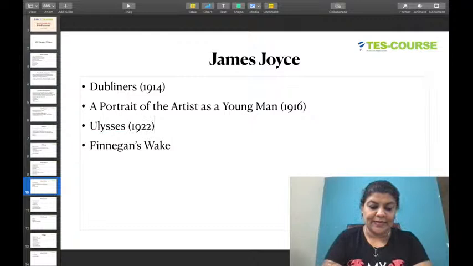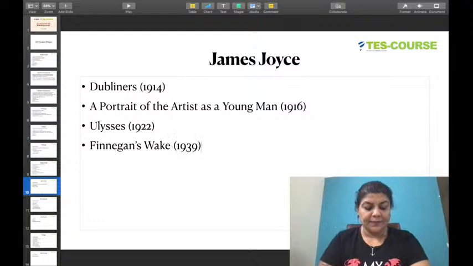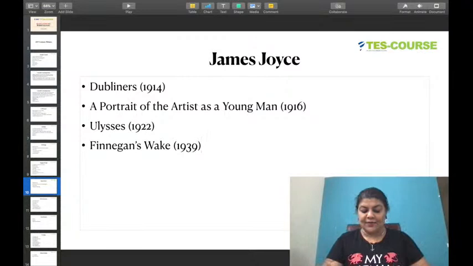Finnegans Wake is his last novel. It is a very complicated novel, published in the same year as the Second World War began. Okay. Finnegans Wake is a very confusing novel.